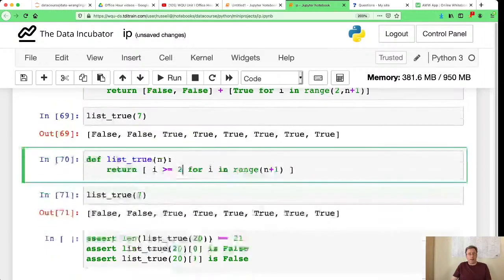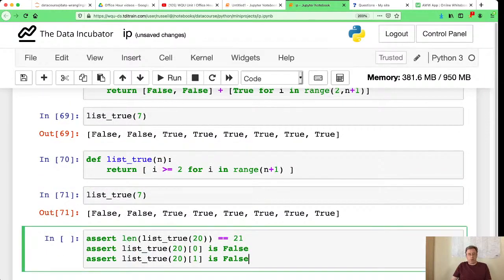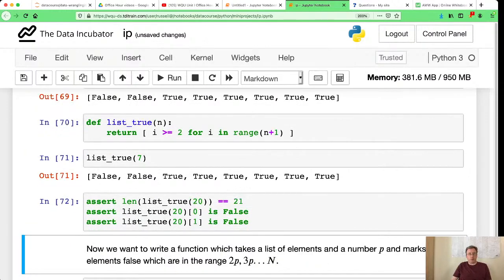Assert length of list true is 21. Assert this value is false. Assert these 2 values are false. Yep, the first 2 values are false.